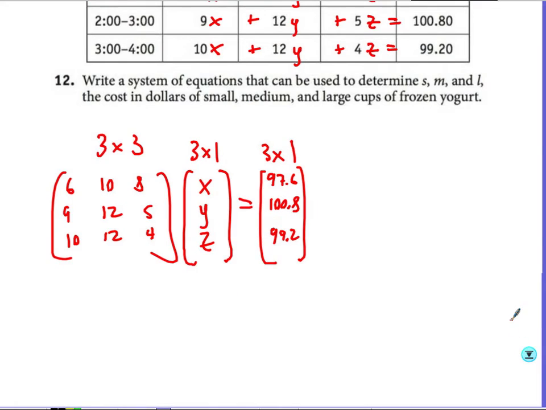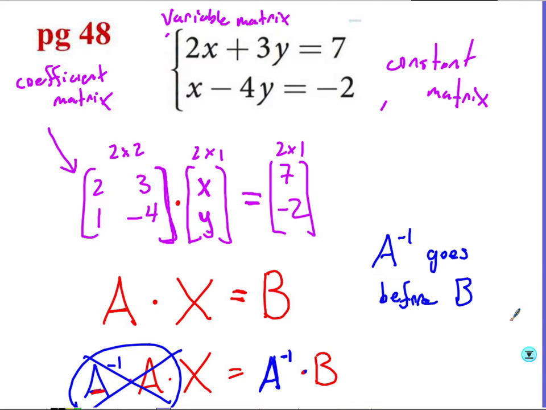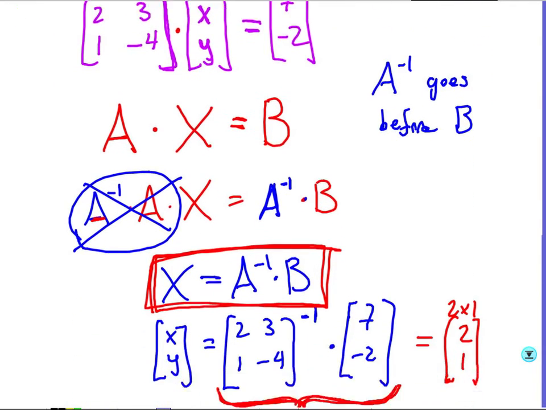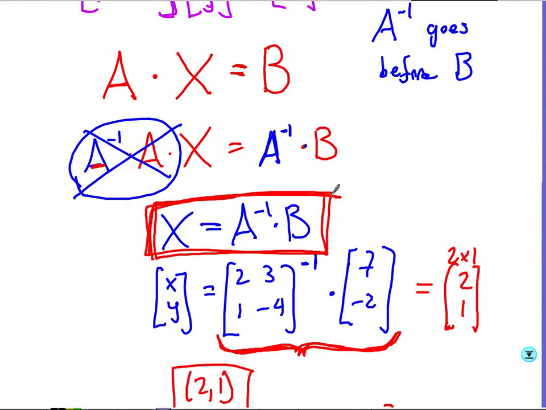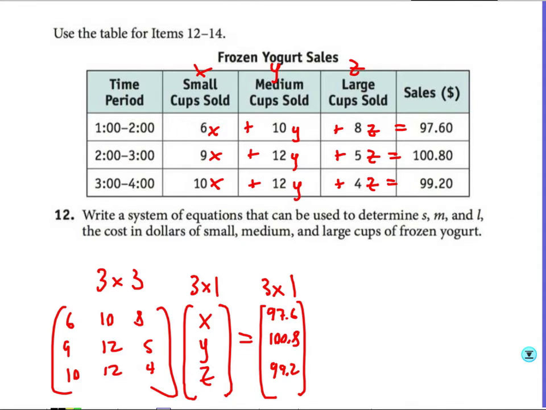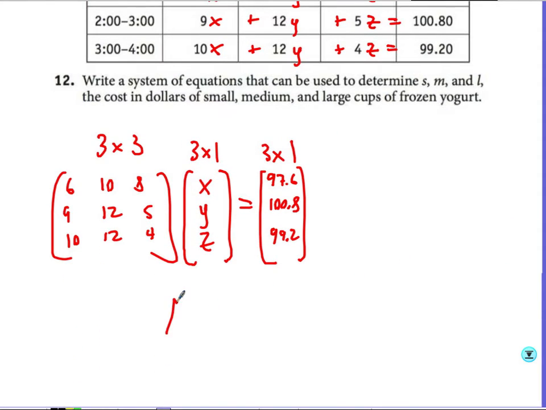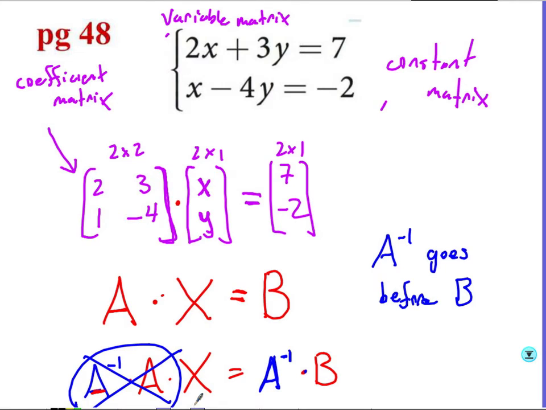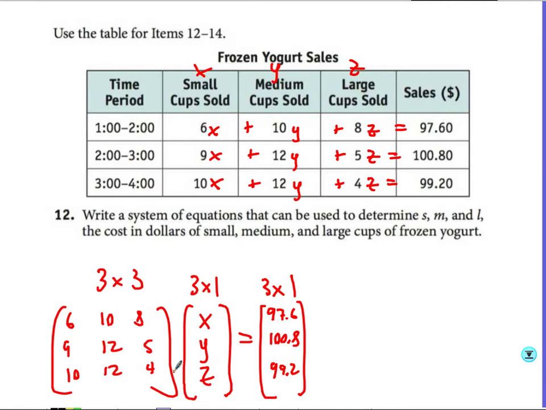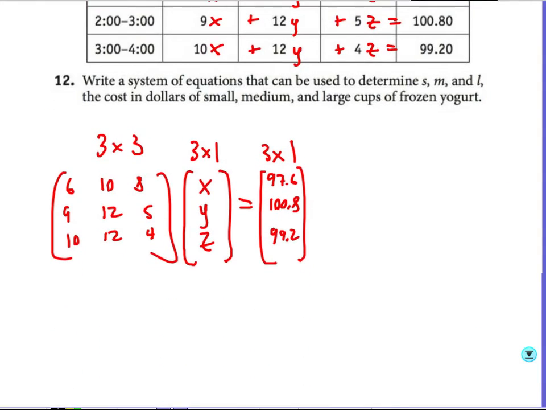Now, remember, going back to the previous thing, the only thing I want to take away from this is this equation right here, this matrix equation, X equals A inverse times B. So let me write it down. X is equal to A inverse times matrix B.